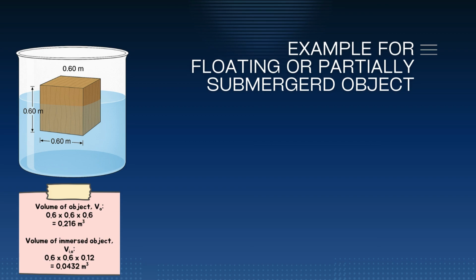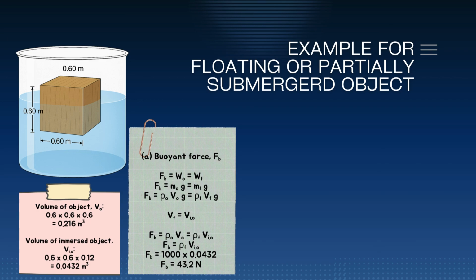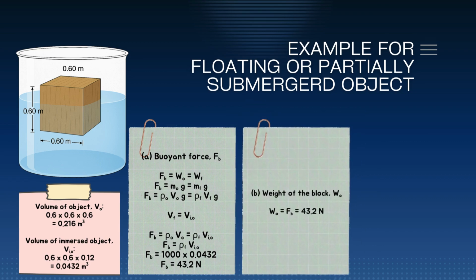Next, we apply Archimedes' principle, which states that the buoyant force is equal to the weight of the object and also equal to the weight of the displaced water. By substituting the known values into the equation, we obtain the following results. The buoyant force is 43.2 newtons, and the weight of the block is also 43.2 newtons. Since the block is floating, these two forces are equal and balanced.